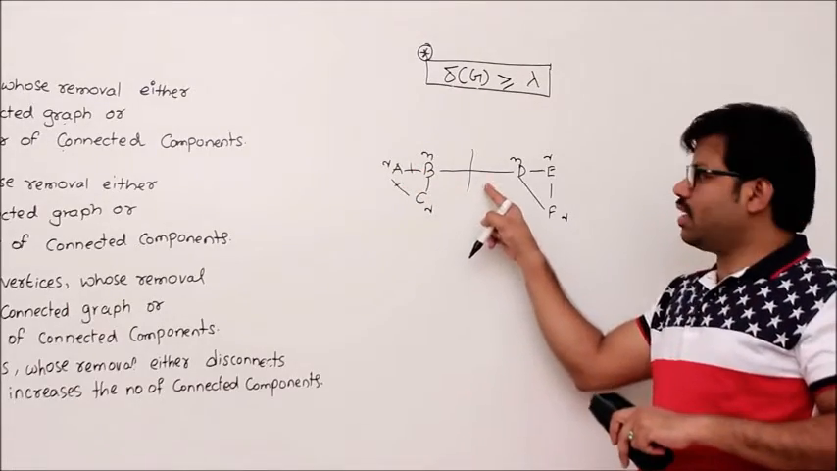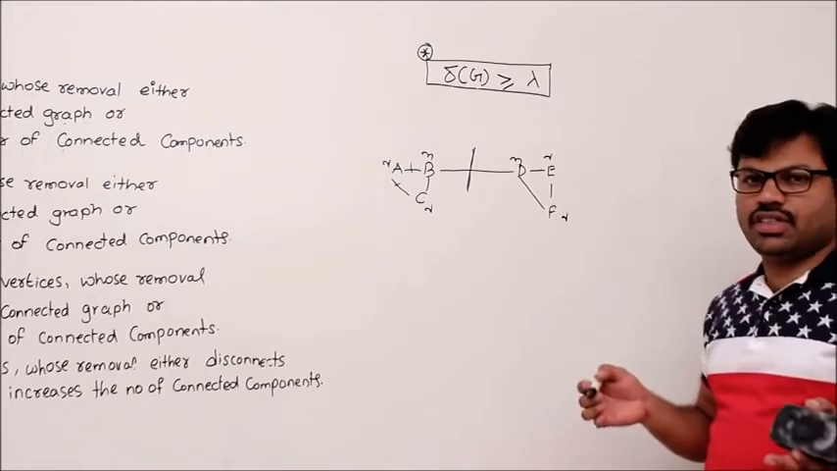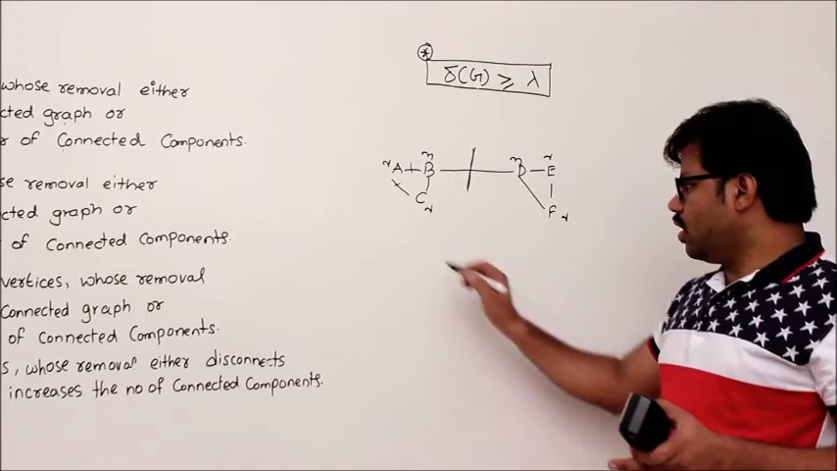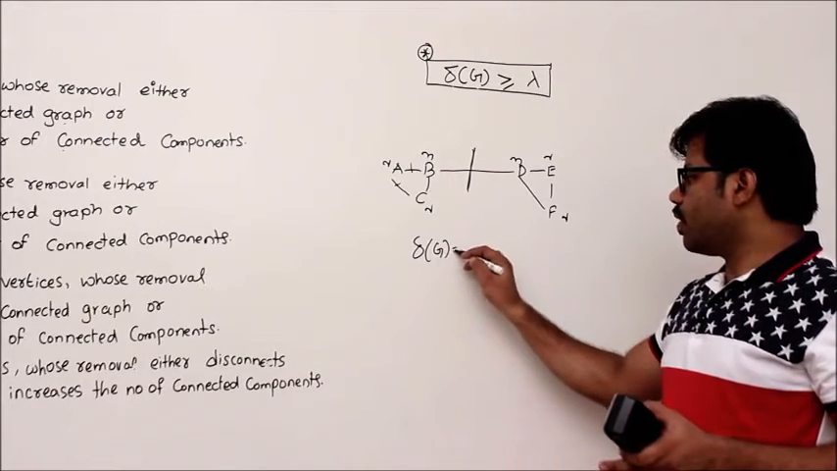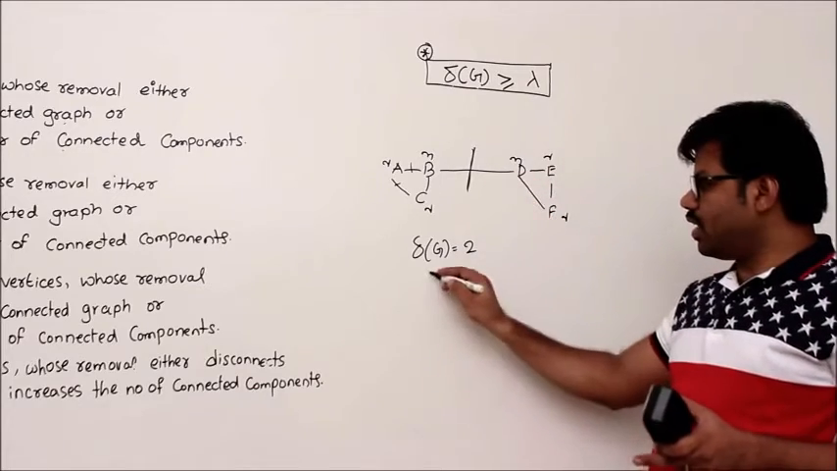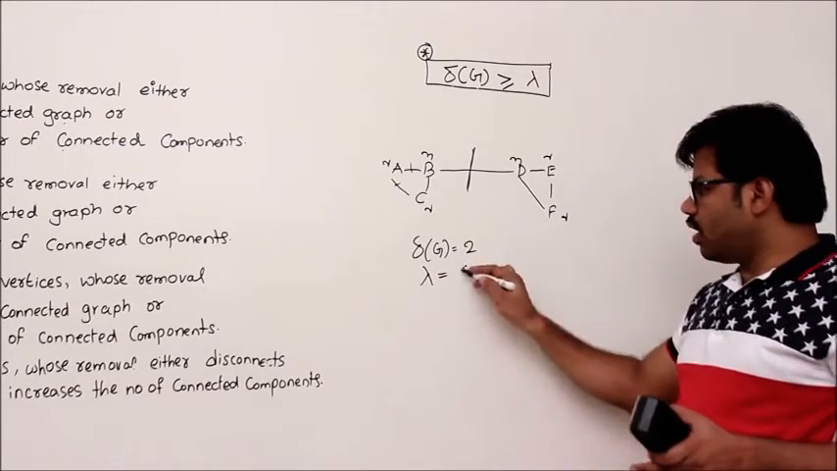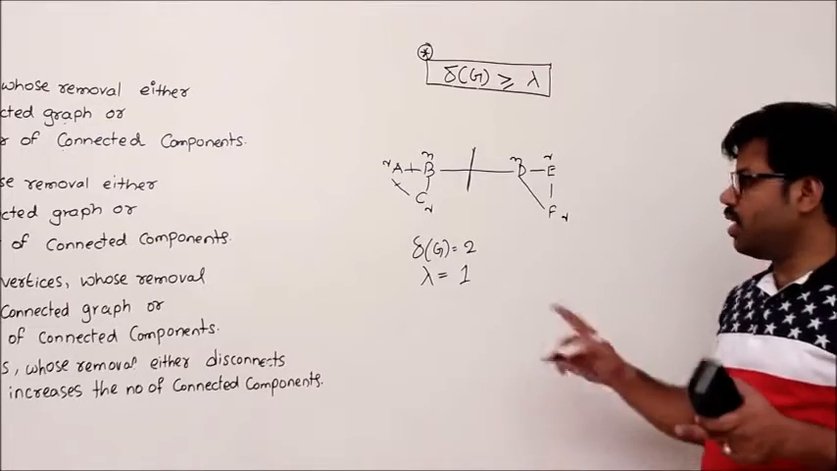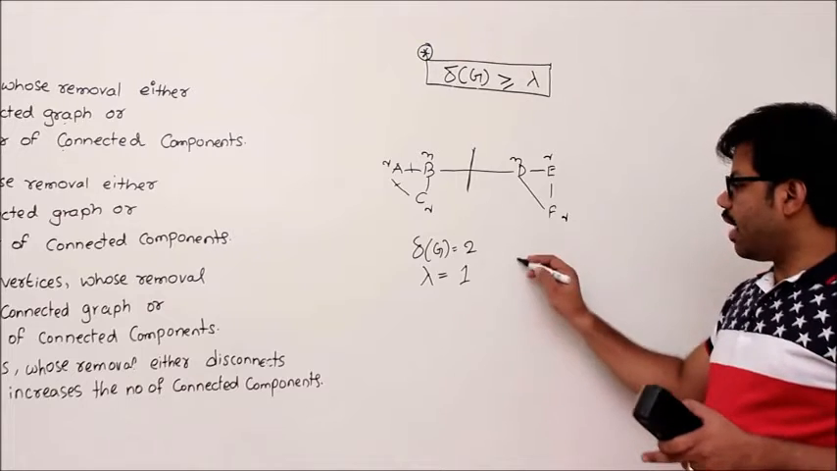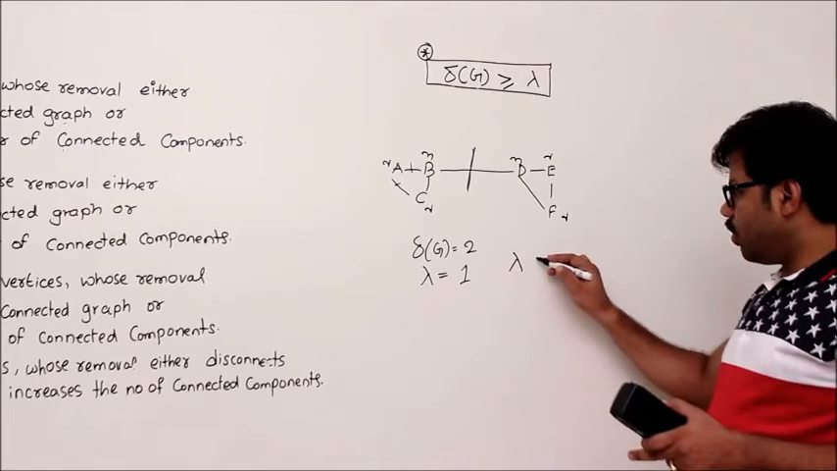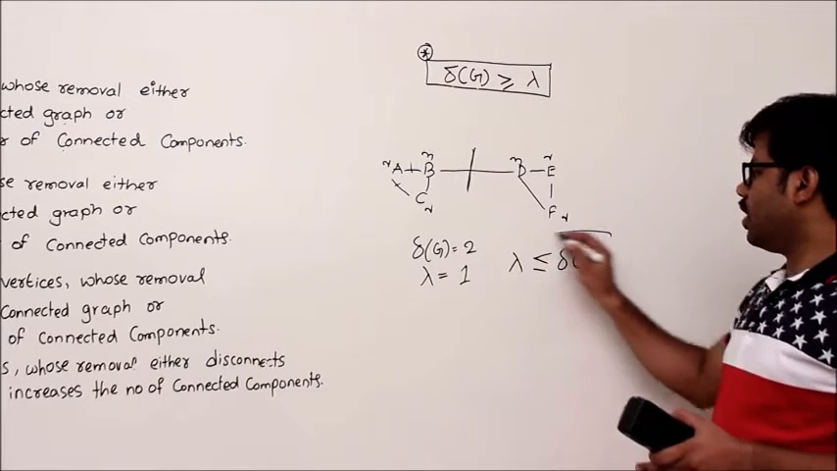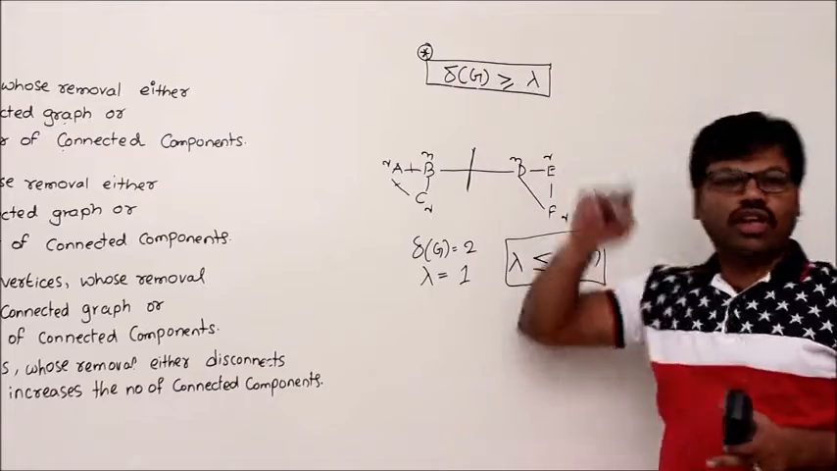Here it is less than that. One edge is sometimes sufficient, depending on the graph structure. So in this graph, let's observe the values. The minimum degree is 2, right? And the minimum number of edges required to disconnect this graph, let's denote it by lambda, is 1, right? One edge is enough to disconnect it. So see the relation: they are not equal, but definitely lambda is either equal to or less than delta of g. That is what I wanted to say. So lambda is less than or equal to delta of g.